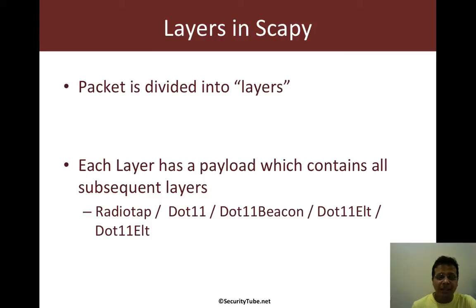So layers in Scapy: packets are really subdivided into multiple layers, and every layer has a payload which contains all subsequent layers. To give you an example, a typical 802.11 packet would contain a RadioTap layer followed by a Dot11 layer, and then a Dot11 Beacon and Dot11 ELTs, which are information elements.